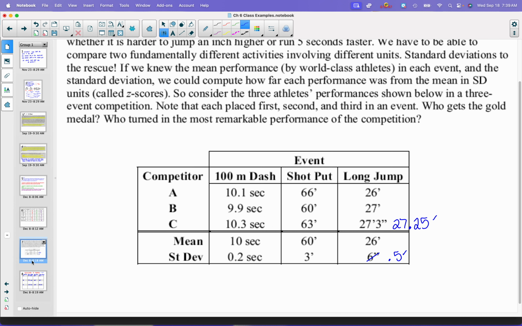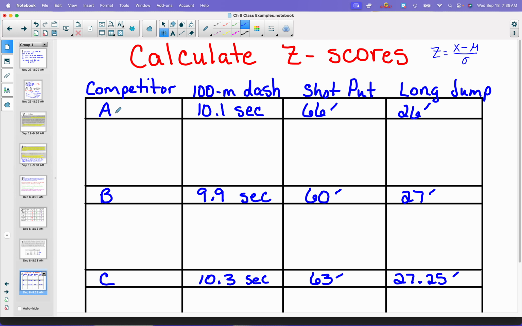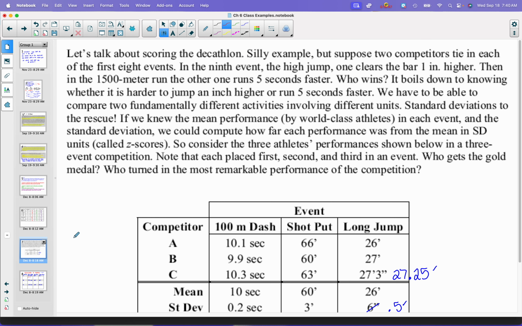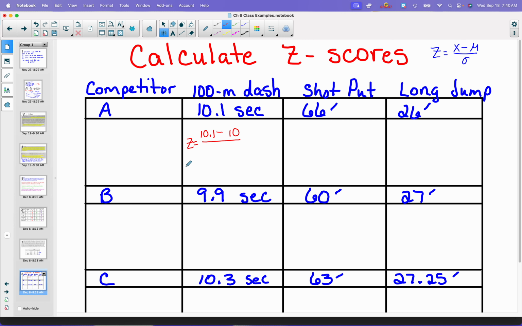my standard deviations. So for competitor A, when we are calculating their z-score, we take 10.1 and subtract the mean, which you can look back and see that was 10, and divide by the standard deviation, which was 0.2. And if you calculate this, you will get 0.5.